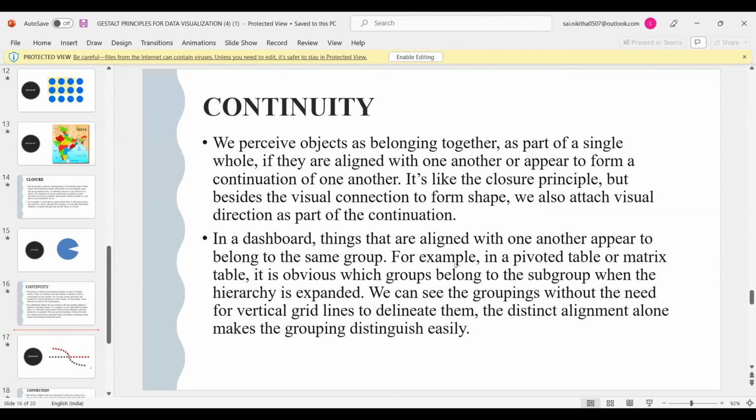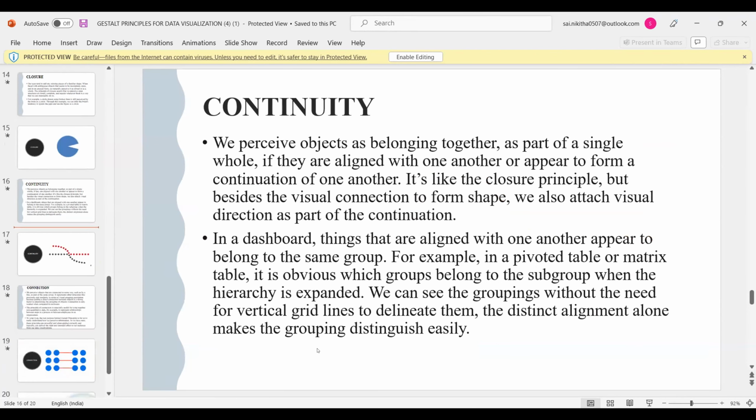We see that, for example, in a pivoted table, according to data visualization, in a pivoted table or matrix table, it is obvious which groups belong to the subgroup when the hierarchy is expanded. We can see the groupings without the need for vertical grid lines to delineate them. Make the groupings distinguish easily.